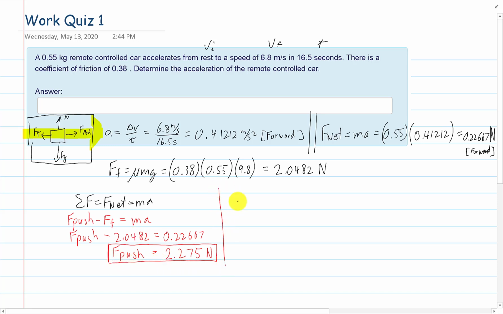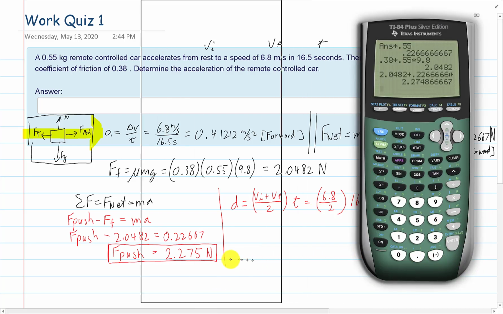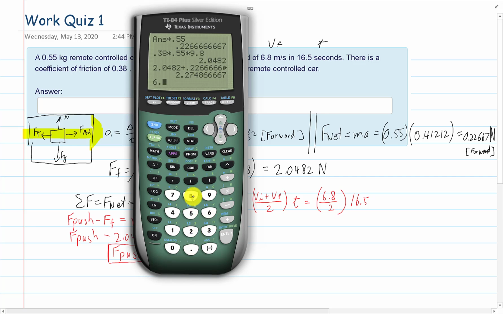Now we have to get the distance. The distance traveled, given these three things, is going to be VI plus VF all over 2 times the time. So that's going to be 6.8 all over 2 times 16.5. So 6.8 divided by 2, then multiplied by 16.5, and we get 56.1 meters.